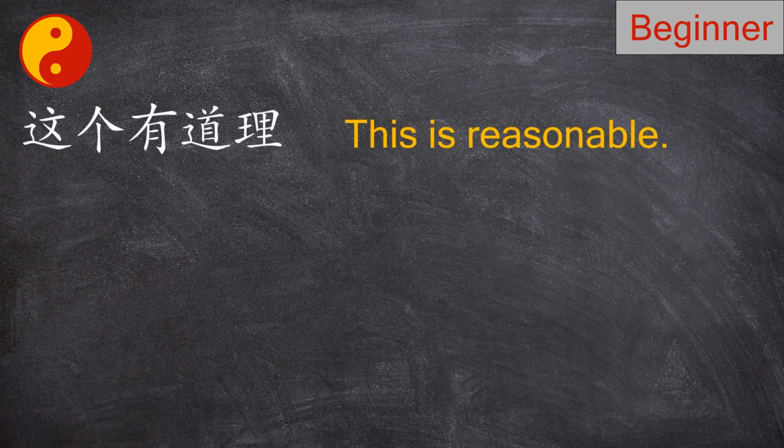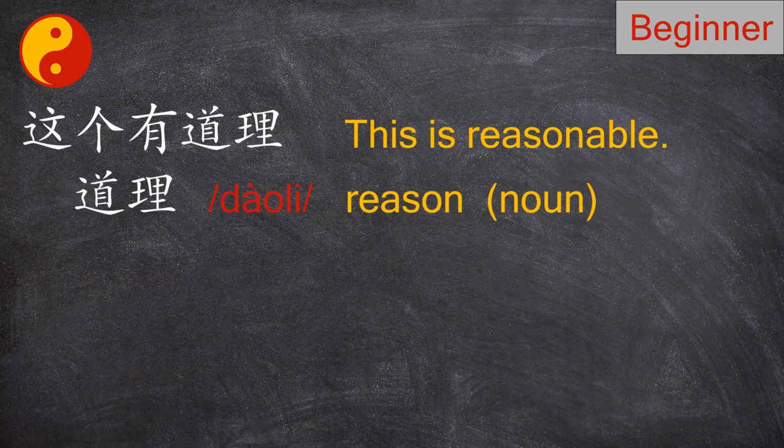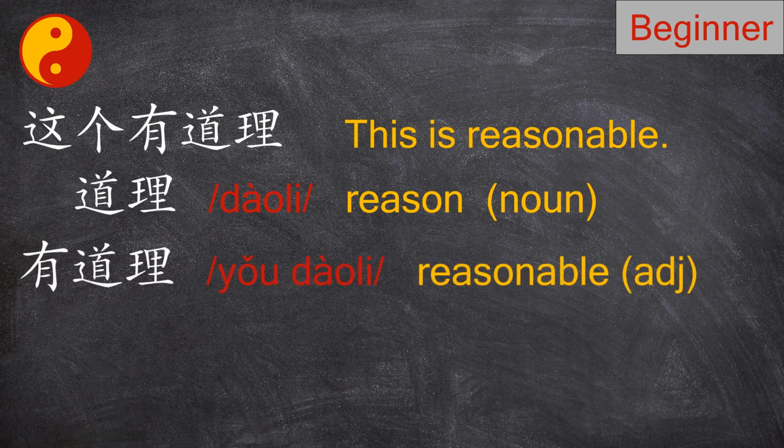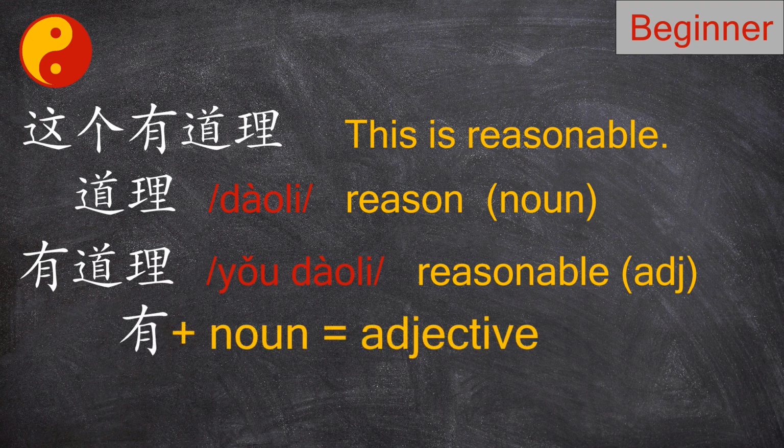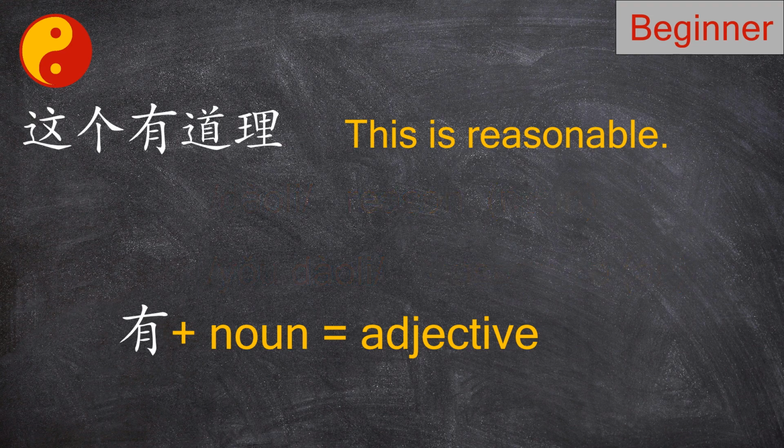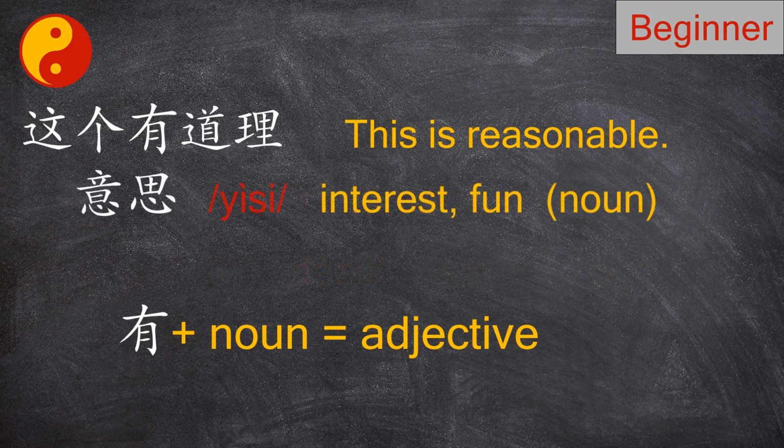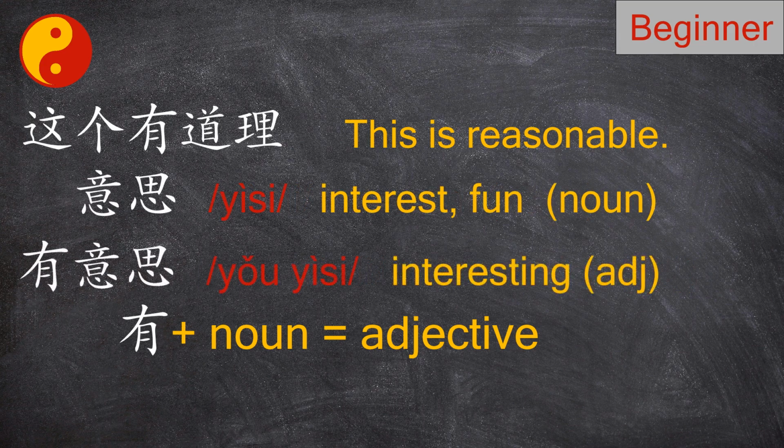This is reasonable. 道理 means reason. It's a noun. 有道理 reasonable. Something which has reason. It's an adjective. This is a common structure in Chinese language. Adding 有 to some nouns make them into adjectives. Let's take a look at another example. 意思 means interest, fun. It's a noun. 有意思 means something which has interest, which has fun. It means interesting.